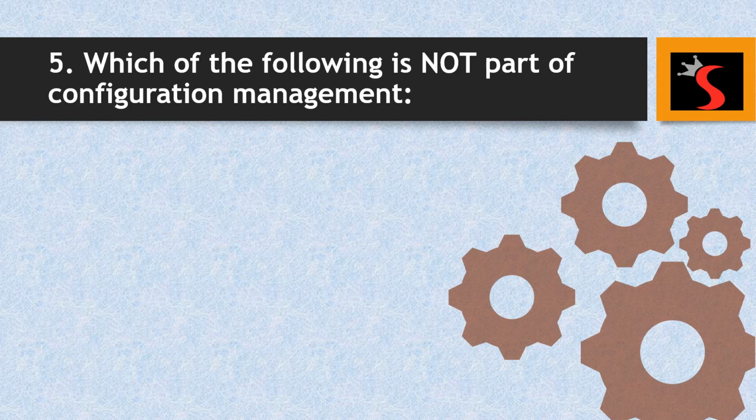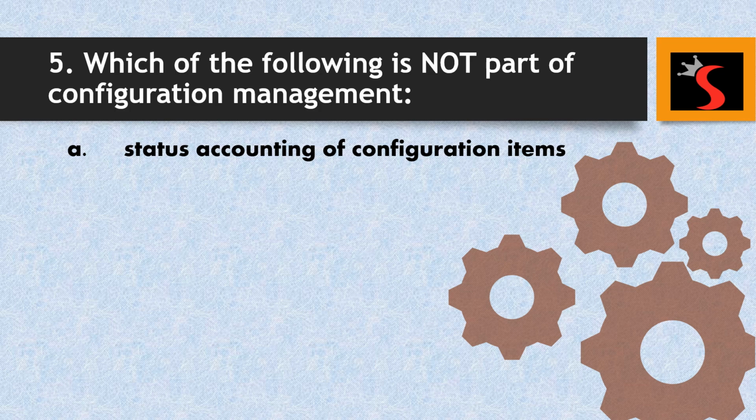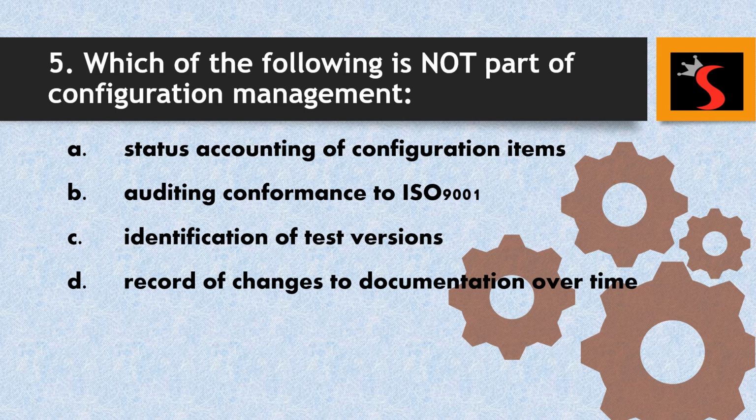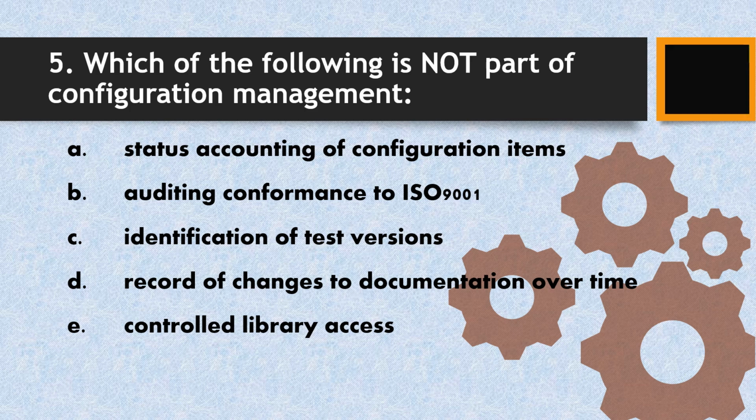Which of the following is not part of configuration management? A. Status accounting of configuration items. B. Auditing conformance to ISO 9001. C. Identification of test versions. D. Record of changes to documentation over time. Or E. Control library access.